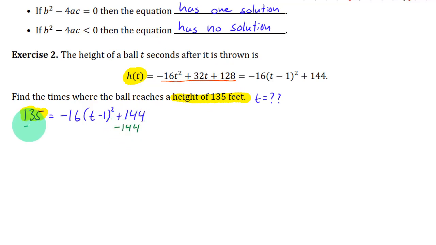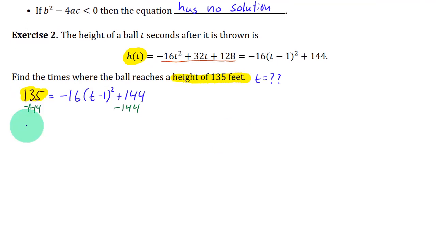Practice the basic equation solving methods: subtract 144 from both sides, which gives you negative 9 equals negative 16 times t minus 1 quantity squared. Divide both sides by negative 16.